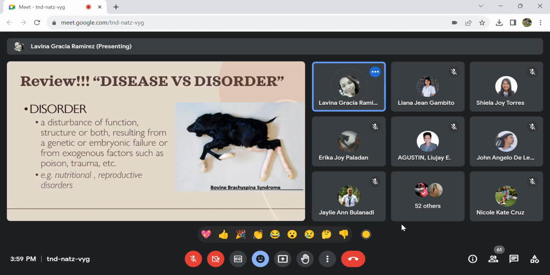So that is the differentiation between a disorder and a disease. Typically, for us to understand whether we use the word disorder or disease, both of these can cause abnormalities, especially in the production activities of our animals, since we are talking about food animals, especially ruminants.